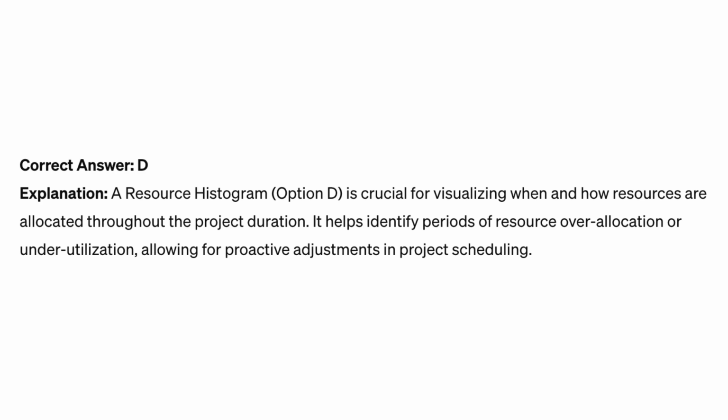Correct answer D. Explanation. A resource histogram, option D, is crucial for visualizing when and how resources are allocated throughout the project duration. It helps identify periods of resource over-allocation or underutilization, allowing for proactive adjustments in project scheduling.